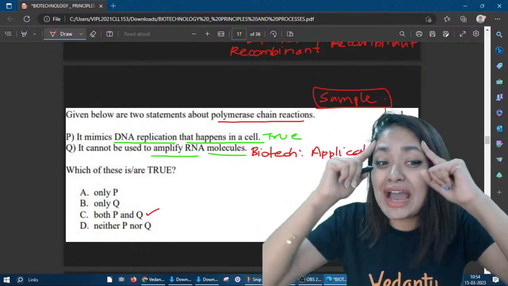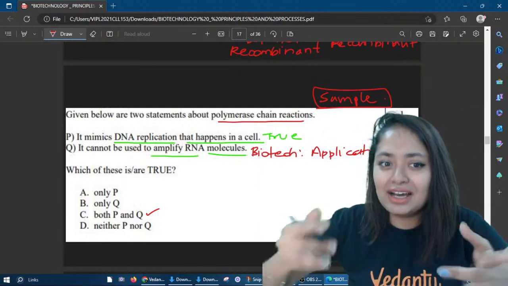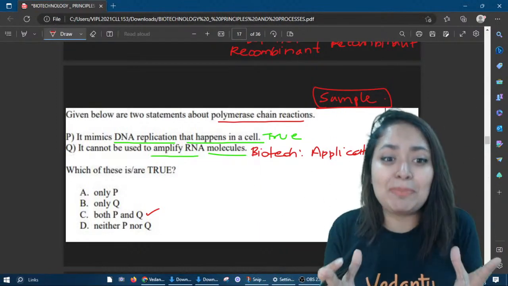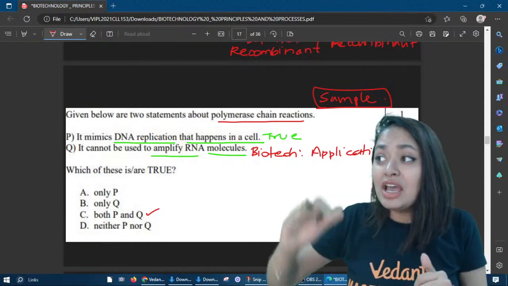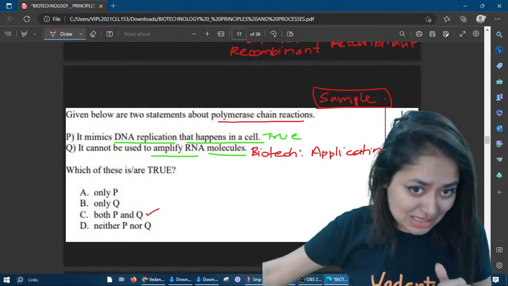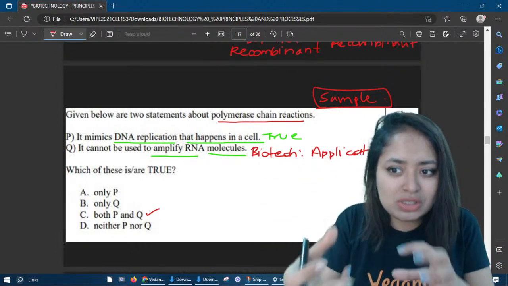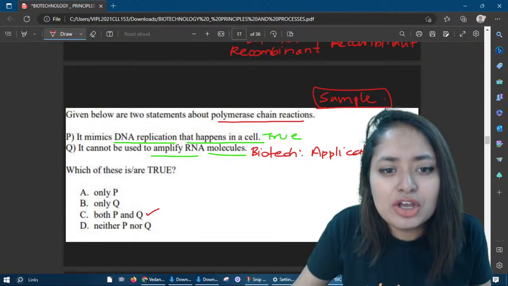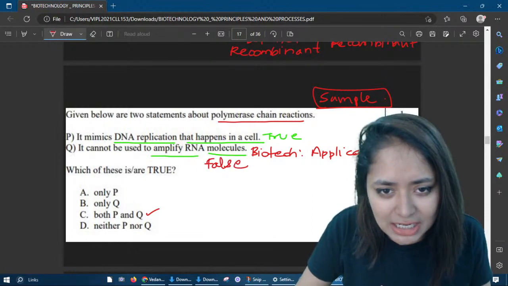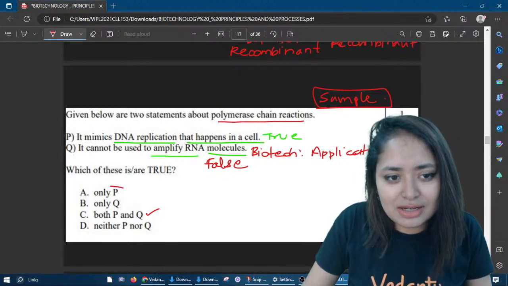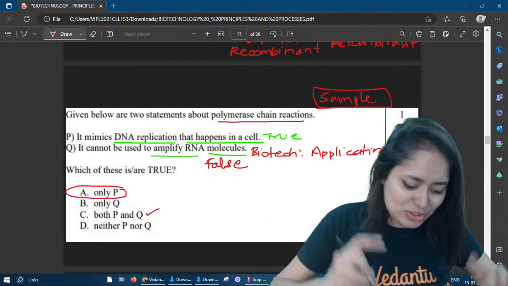Sentence is given, so that gives you the idea. See, this is an application-based question. You people ask, what is application? This is application. There it is written that HIV can be detected with the help of PCR machines where RNA molecules are amplified. That is RT-PCR, children, RT-PCR. So option Q is a false statement. "Cannot be used to amplify" is false. It is used to amplify. So the answer will be only P is the true statement.